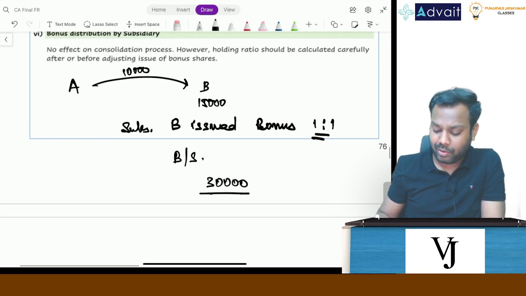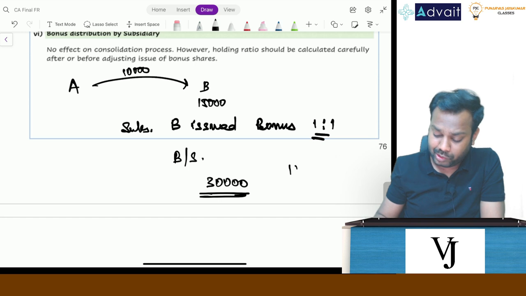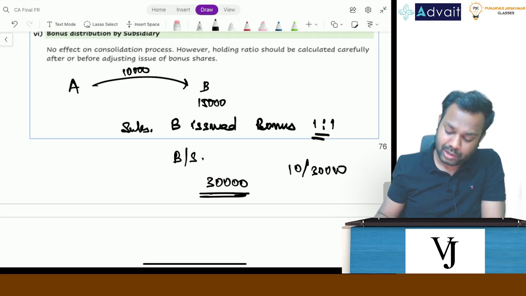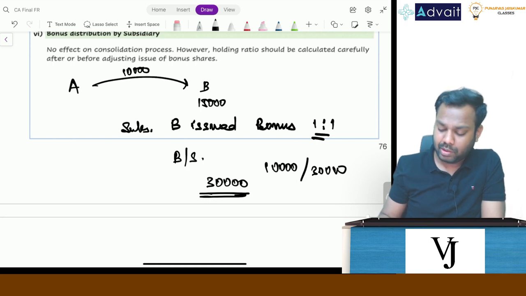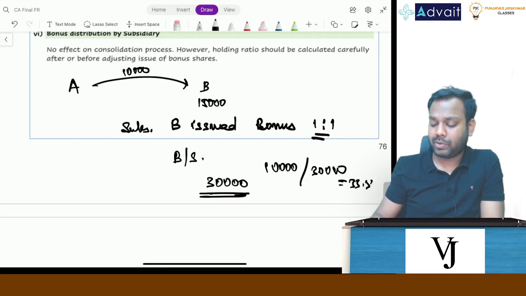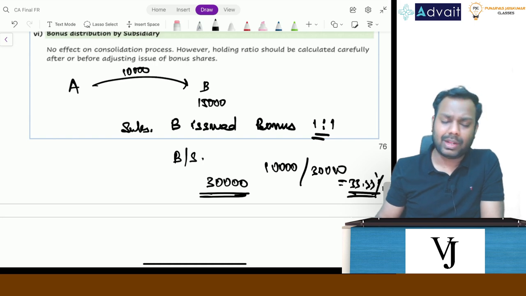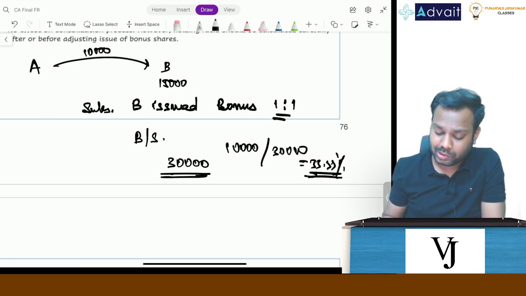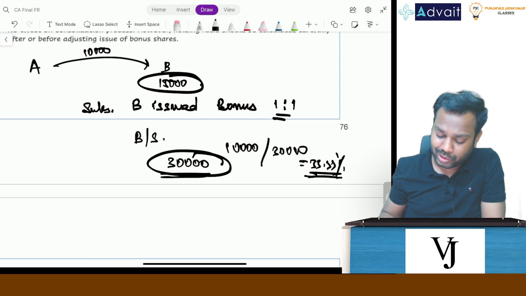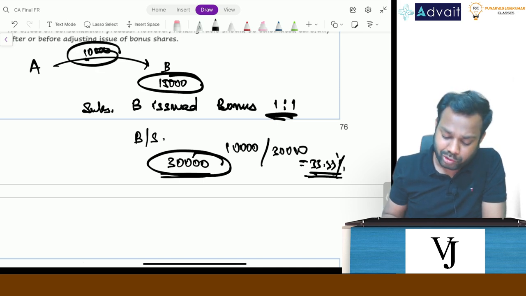Now once you are calculating the holding ratio, what you will do is 10,000 by 30,000, right? You will calculate 10,000 by 30,000 and you will say it is 33% only. Though you will solve the question correctly, assuming that control is there, but control is there through contractual rights. You will solve the question, but that will be wrong. Why? Because this 15,000 became 30,000, so if bonus was 1:1, this would also have got bonus shares, right? So this would also have become 20,000 now.